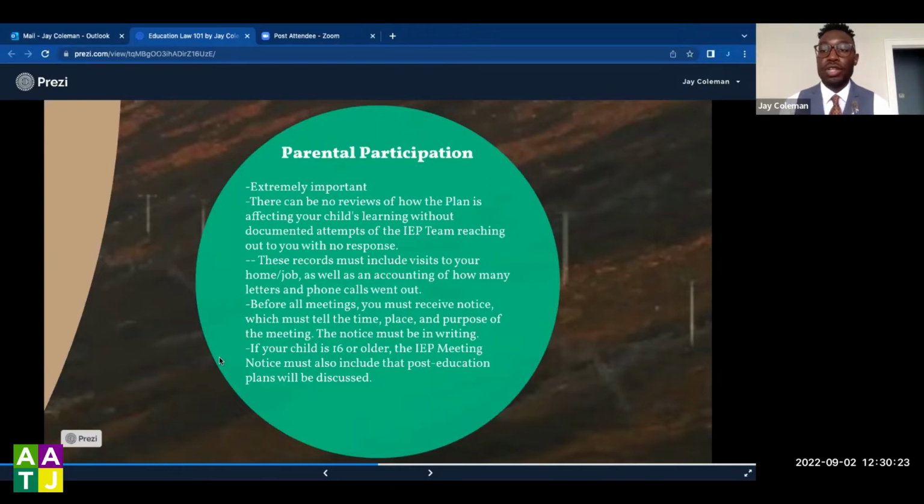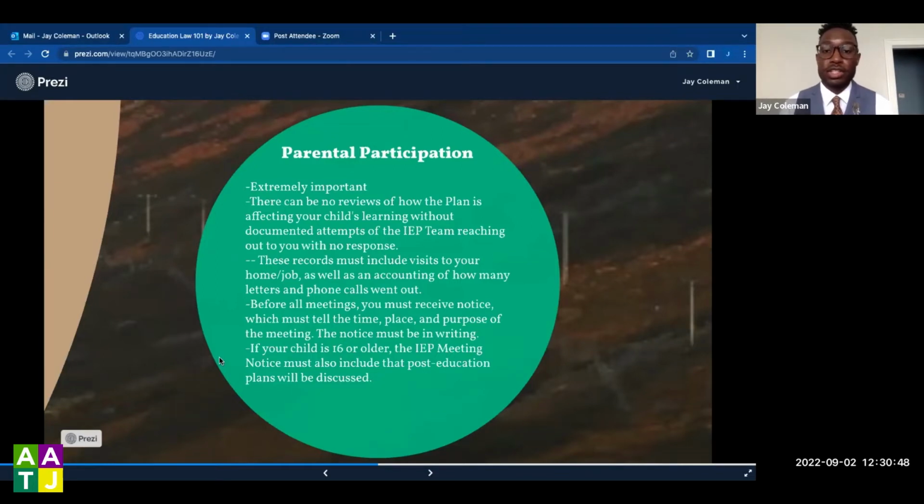So they have to send you letters giving you notice. They have to call you, leave you messages, and if they can text you, they have to text you. The federal rules state that they can come to your job and ask you, are you going to be available for this meeting? So it may seem like they're annoying you, but they're just really covering themselves because that's how important it is that the parent is there.